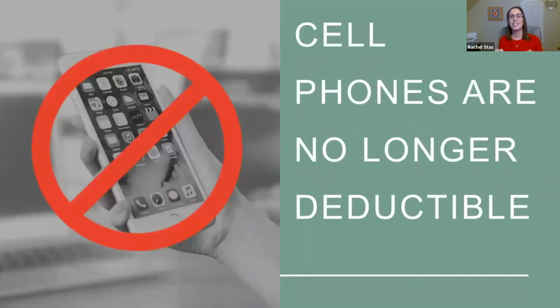The next one, I told you, no cell phones. That's not deductible any longer. I'm sorry. It hasn't been deductible for a while. I know everybody works on their phone, but the IRS is saying you're going to have that phone regardless of whether you had a business or not.